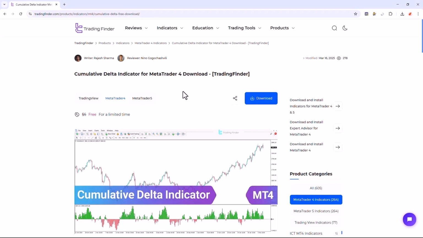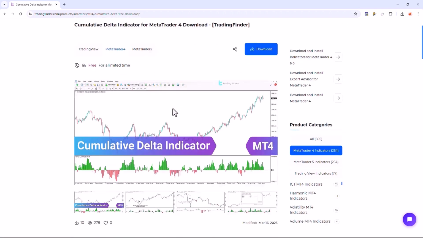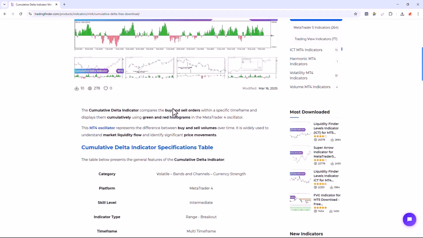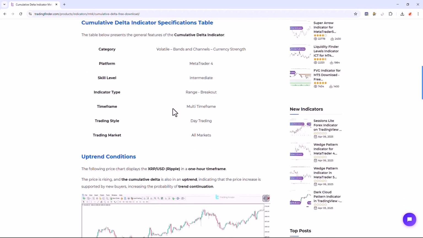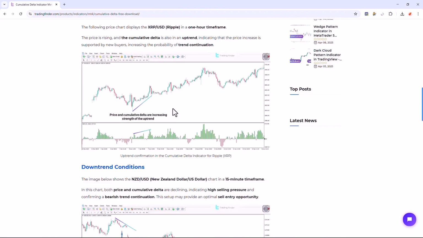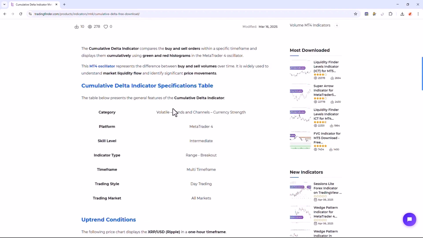the Cumulative Delta Indicator, which is offered for various platforms on the TradingFinder website. From this section, you can download the indicator file for the MetaTrader 4 and MetaTrader 5 platforms and execute it on the chart. Additionally, traders can refer to this page to understand how the indicator works and operates.